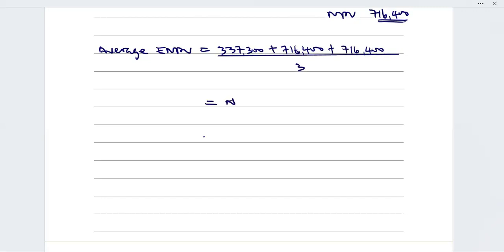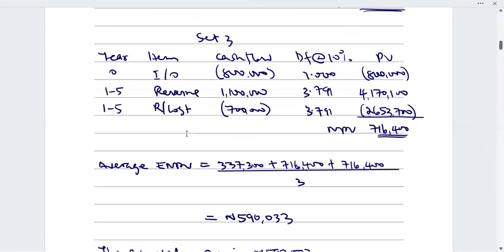So this will give us 590,033. So the expected NPV is 590,033 naira. So that's the end of the question. It's as simple as that.